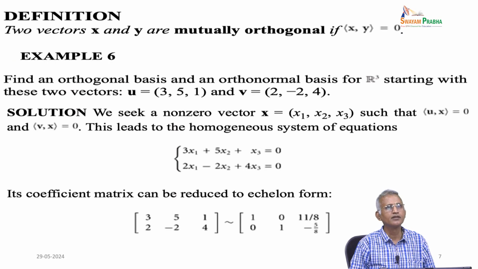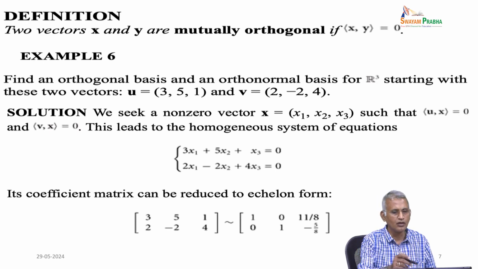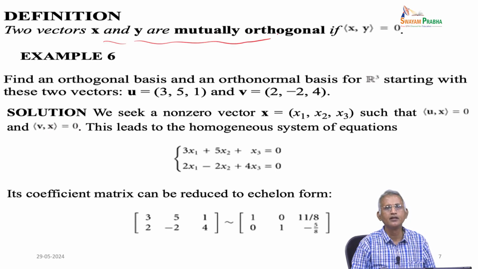Next definition: two vectors x and y are mutually orthogonal if the inner product of x comma y is equal to 0. So, keep the definition in mind: they are mutually orthogonal means take the inner product, find the value, and if 0 comes, ultimately we can say it is mutually orthogonal.